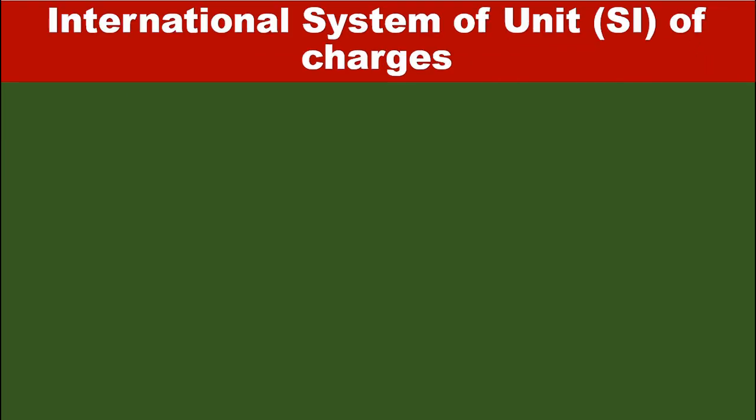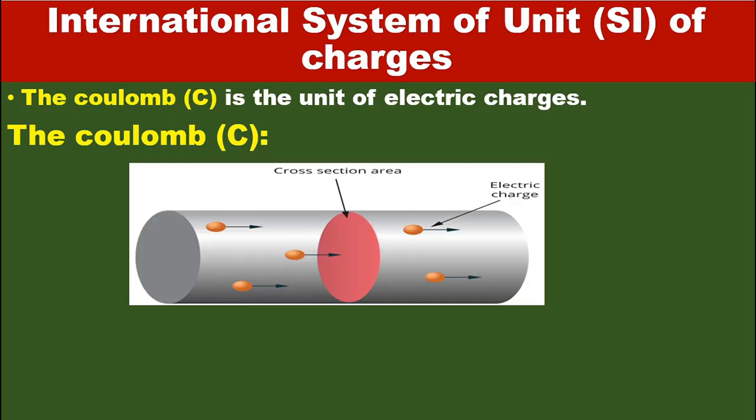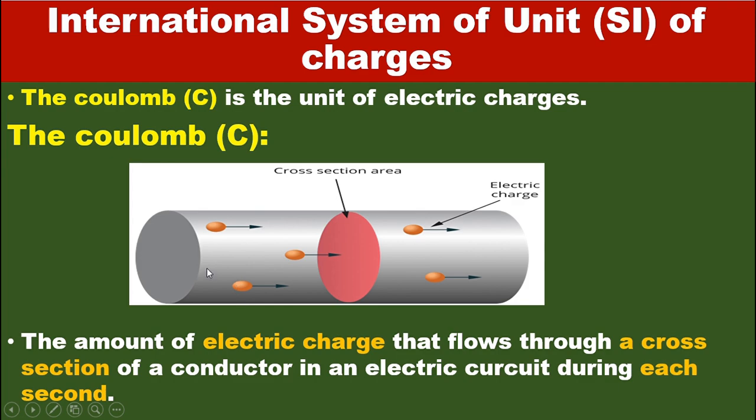The SI unit used to measure electric charge is the coulomb. What do you mean by coulomb? You see this figure. It is a part of a conductor used in an electric circuit. Here you see the area of cross section of a conductor. The number of electric charges that pass through this area of cross section of a conductor in a second is called a coulomb.